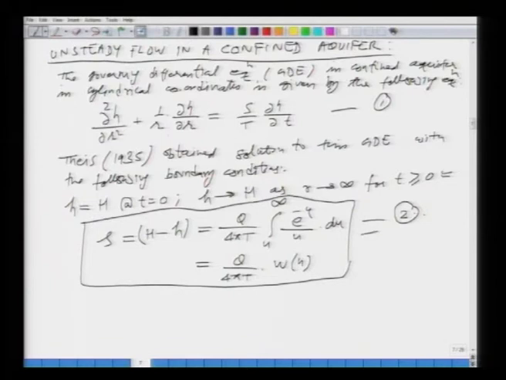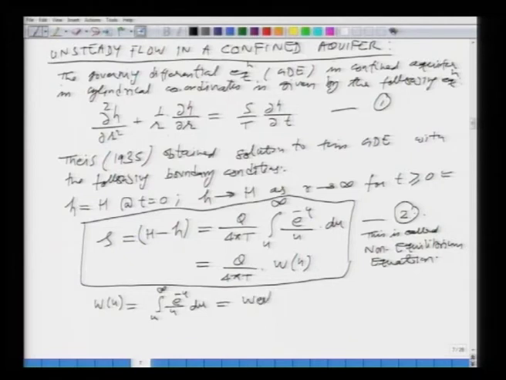This equation is known as the non-equilibrium equation. Now, let me first define what this W(u) is. W(u) is a special mathematical function which is defined like this: integration from u to infinity of e to the minus u over u du. It is called a well function.